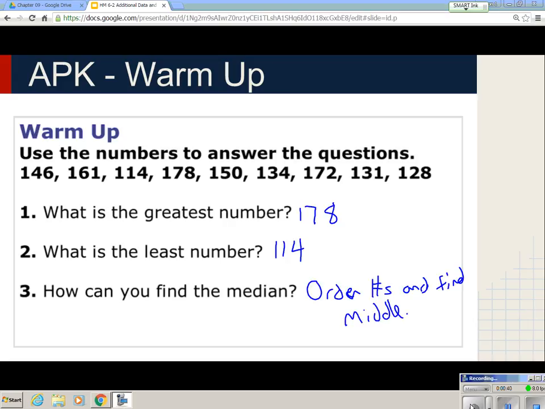All right, so here are the answers you should have had. The greatest number is 178. The lowest number was 114. How do you find the median? You order the numbers and then find the middle. Now, if you found the median and you have it written down in your notebook under the warm-up, and you show it to me when you come to show me your quiz, and it's correct, I'll give you a 50. Let's move on.